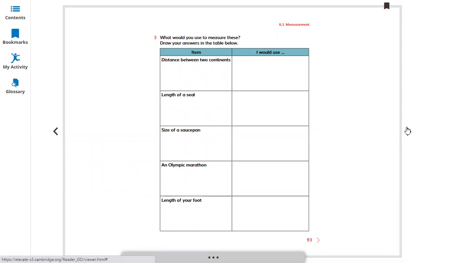Question number 3. What would you use to measure these? Draw your answer in the table below.